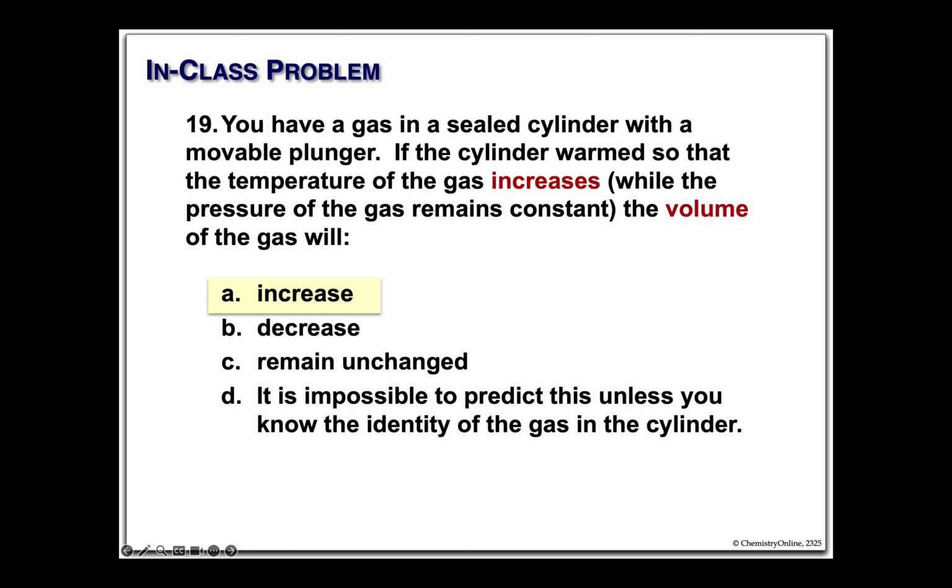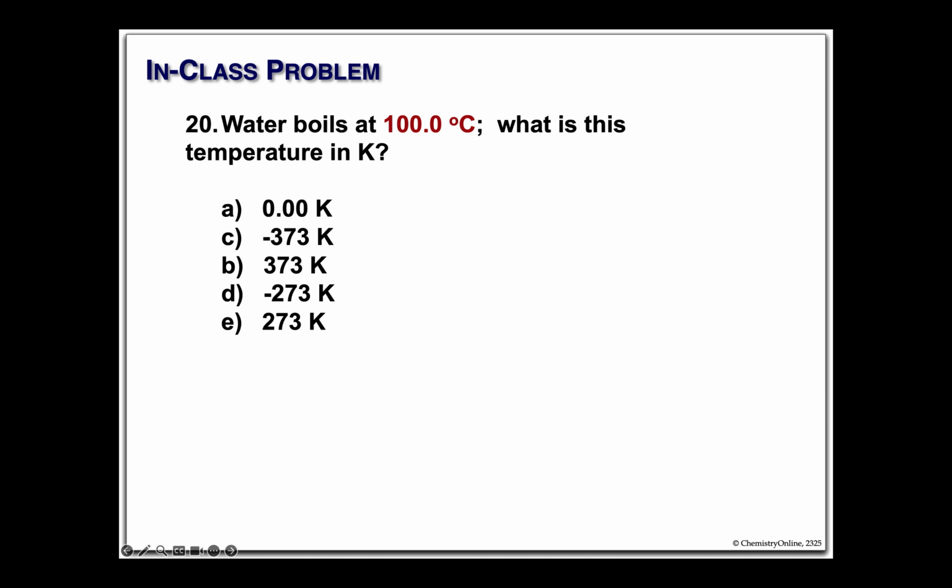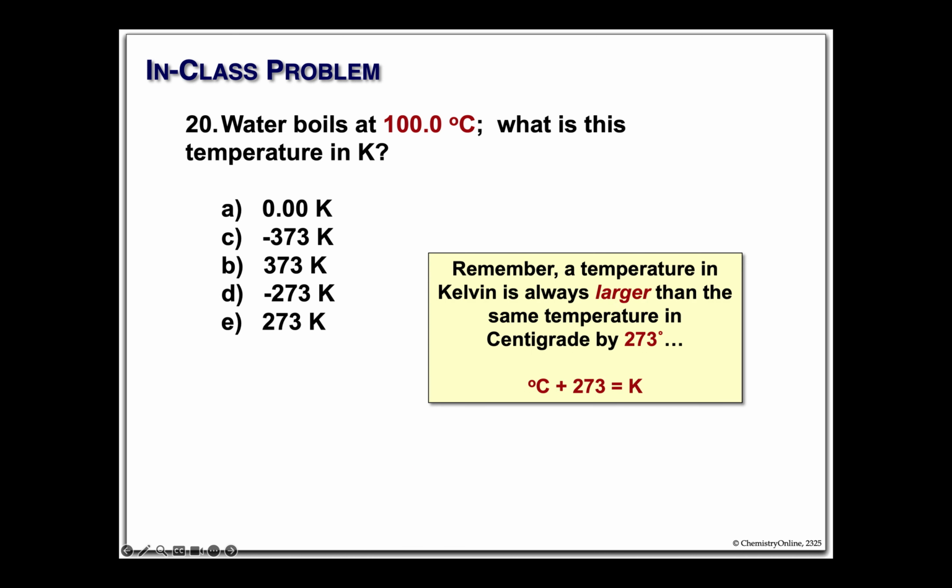And number 20. We are at 100 degrees centigrade. What is that in Kelvin? Remember the relationship. First of all, Kelvin is always larger. It's larger than centigrade by a factor of 273. Centigrade plus 273 is Kelvin. 100 plus 273 is 373.